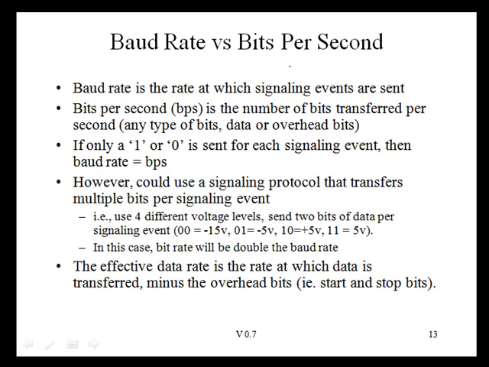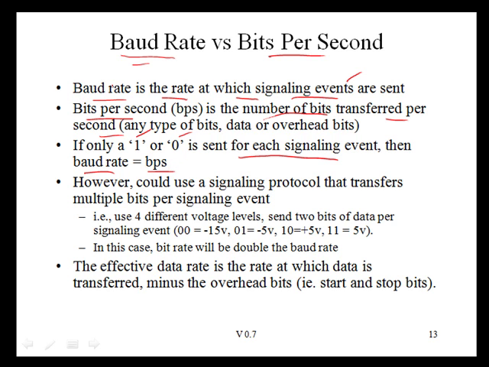Let's talk about some terms relating to how fast data is sent over this asynchronous serial link. Common usage is to refer to the rate at which bits are sent over the serial link as baud rate. Baud rate is a technical term which says the rate at which signaling events are sent. A signaling event is not necessarily equal to 1 bit. We'll talk about that in a minute. Another term is bits per second, which is the number of bits transferred per second. Now it turns out that if only a 1 or 0 is sent for each signaling event, then baud rate is equal to bits per second.